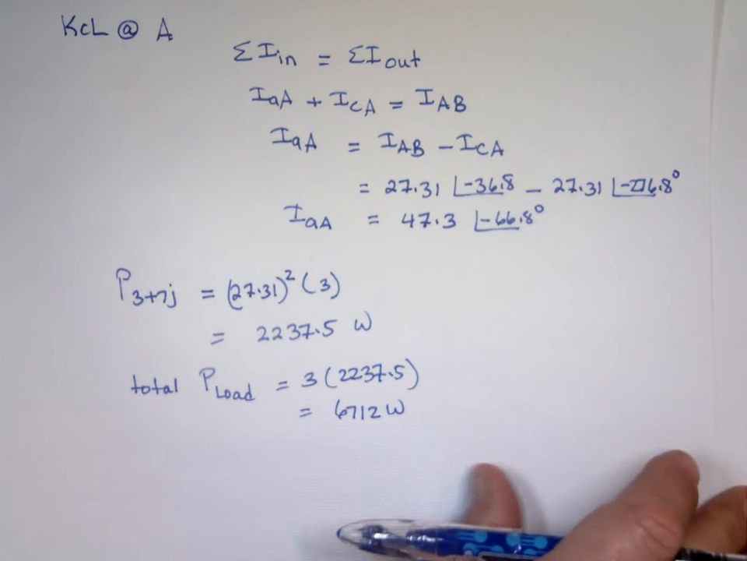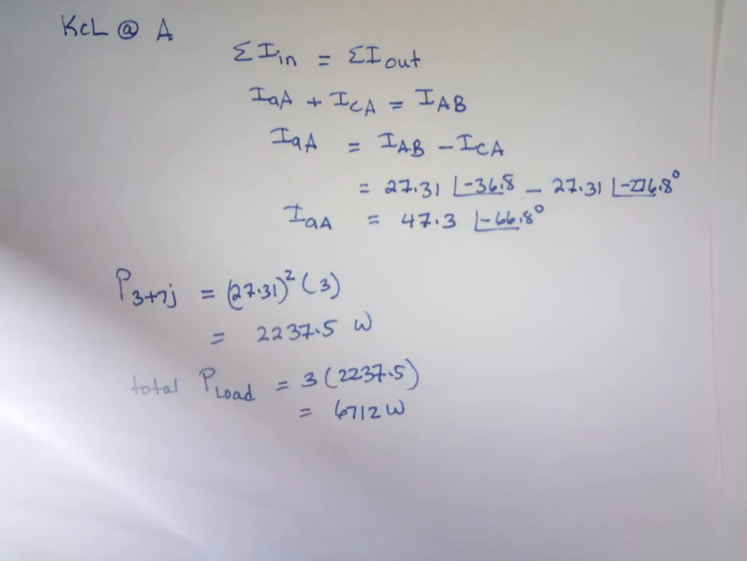So this is really why I did two sections. I did Y to delta and delta to delta in this example. You get to see how delta to delta works.